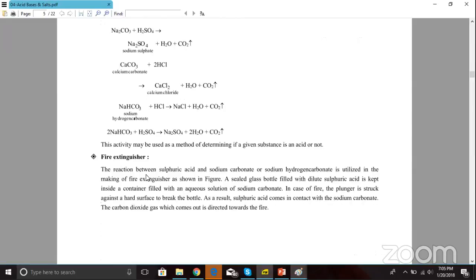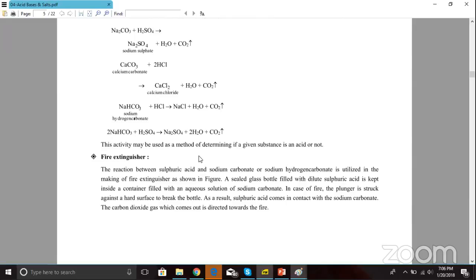Then NaHCO3, this is sodium hydrogen carbonate. Only one hydrogen has been replaced with sodium. When it reacts with HCl, we get NaCl plus water plus CO2. Then NaHCO3 reacts with H2SO4. We will get Na2SO4 plus water plus carbon dioxide gas.